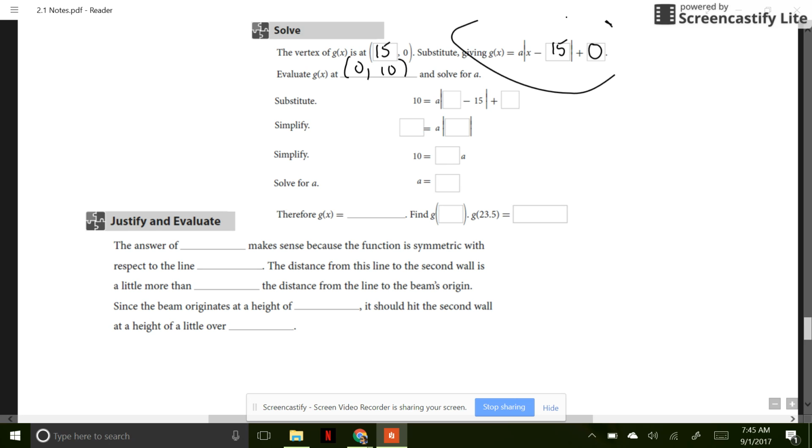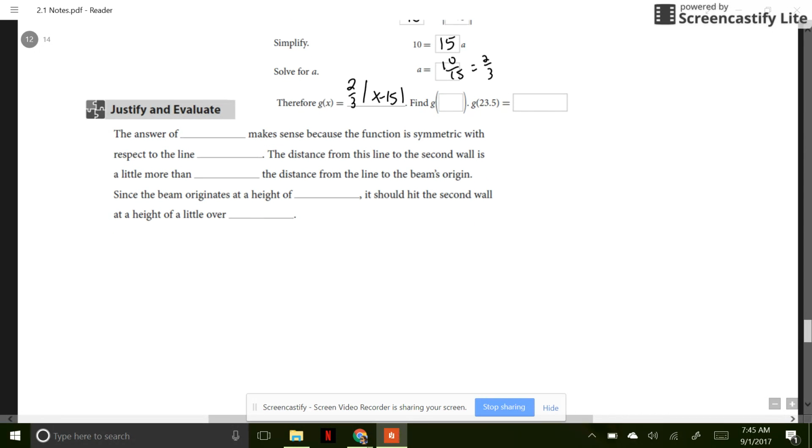So our output, our g of x, is 10. Our input, our x value there, is 0. Plug those values in. So we still have 10 over here. 0 minus 15 is negative 15, but the absolute value of that is positive 15. So when we solve for a, we divide 10 by 15, which reduces to 2 over 3. That means our general equation that models this function, our a is 2 over 3, absolute value of x minus 15.